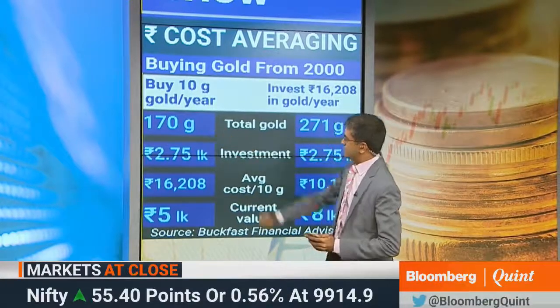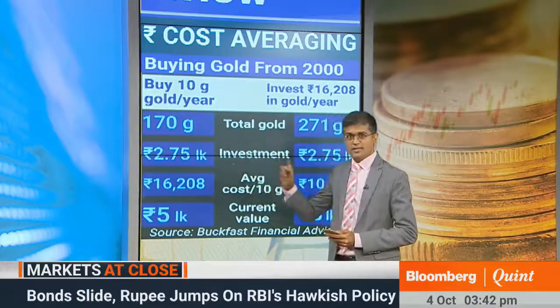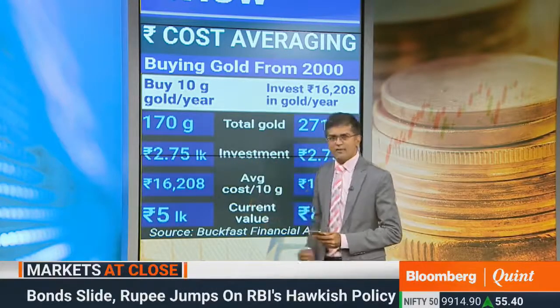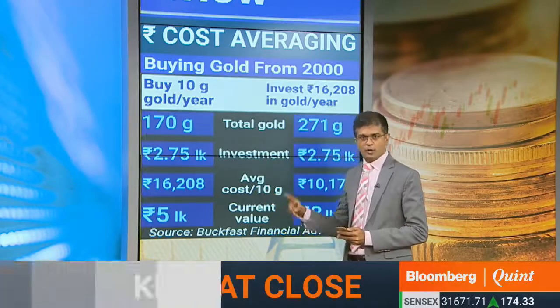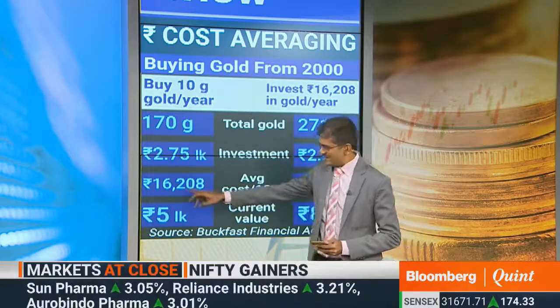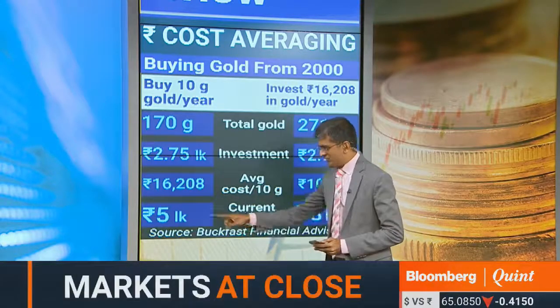So you ended up buying 170 grams of gold. The total investment that you had to do over these 17 years was 2.75 lakh rupees. The average cost per 10 grams of gold that you bought over all of these 17 years was 16,208. Now, that value is about 5 lakh rupees. Not bad, but here's the difference.